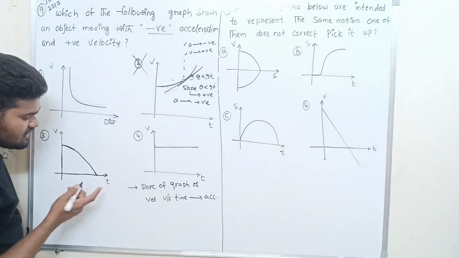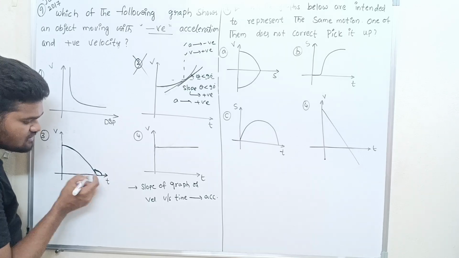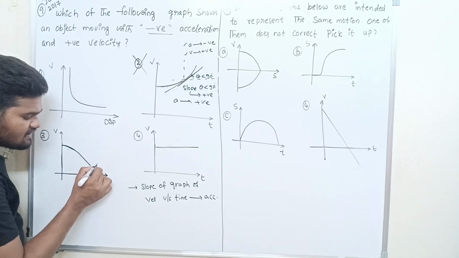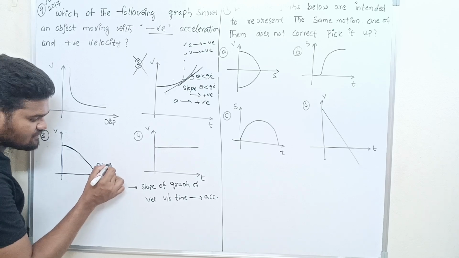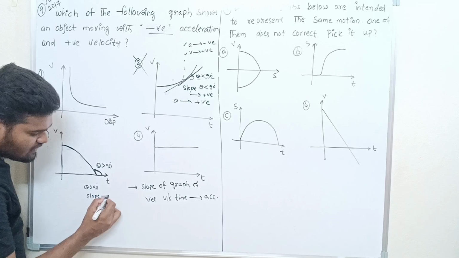Now if you come here, to find the slope just take an angle theta from the positive x-axis towards the slope. Have a look. Whatever the angle here, this is greater than 90 degrees. If theta is greater than 90 degrees, then the slope is negative.